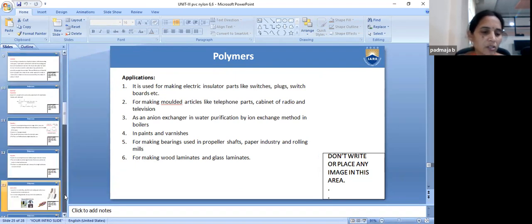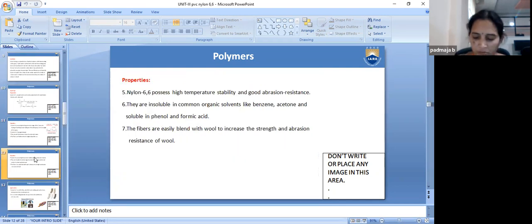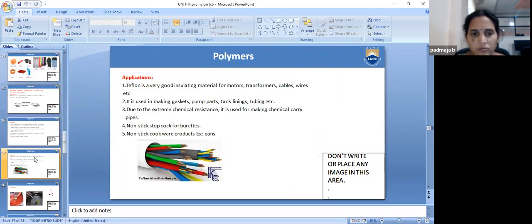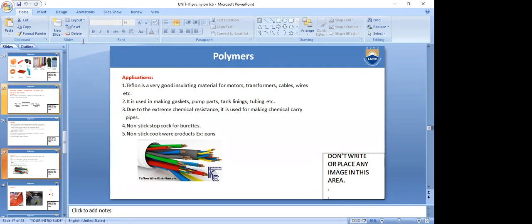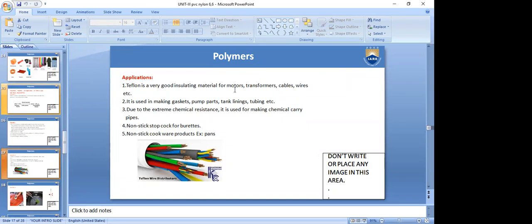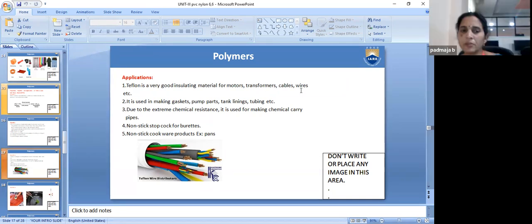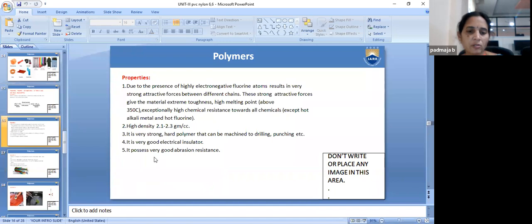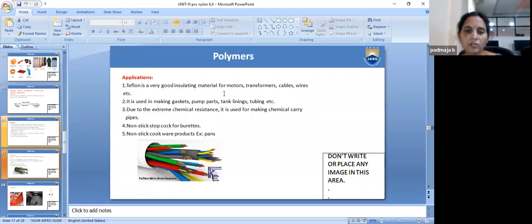Students, tell me applications of Teflon. Teflon is a very good insulating material. You're right. Where are we using Teflon? In motors, transformers, cables, wires. This point you can write. It has good electrical insulating property, so we use it in motors, transformers, cables, wires.